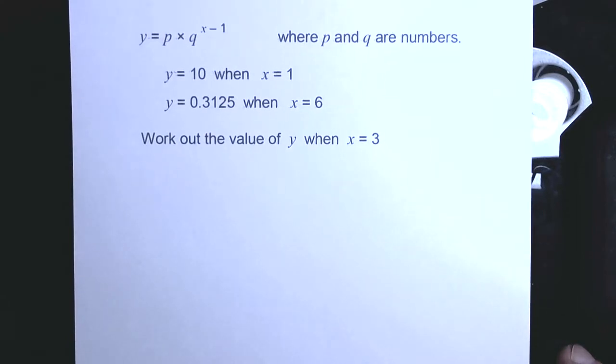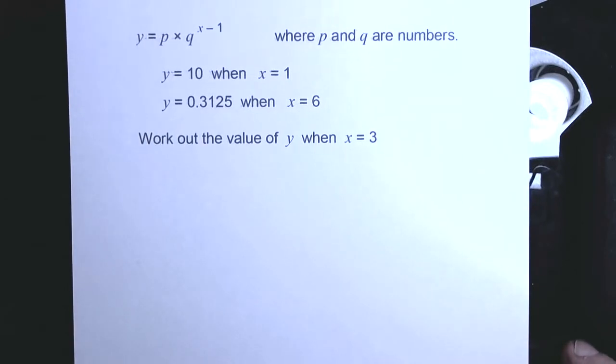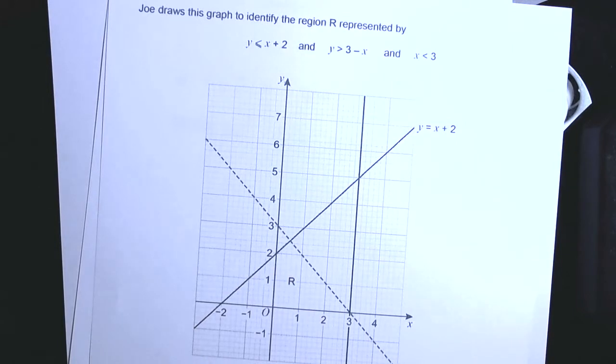And one to do with the standard exponential formula for growth and decay, where you've got to find out some missing values for P and Q, etc. Okay, so let's go back to the first one. Let's get through the answers.